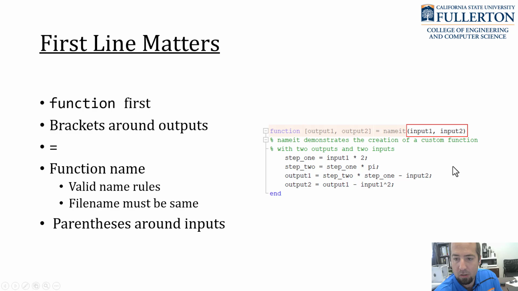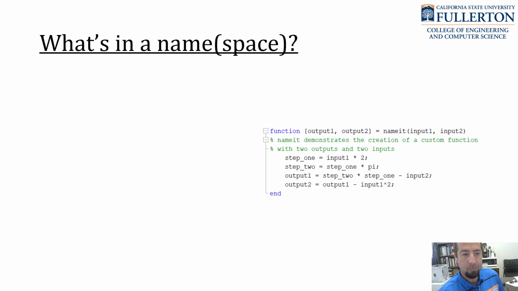Then following the function name, in parentheses, you have your collection of inputs. It can be one input, it can be no inputs, it can be however many you would like. Just put them in parentheses, separate them by commas. So that first line defines the function structure for MATLAB's purposes.